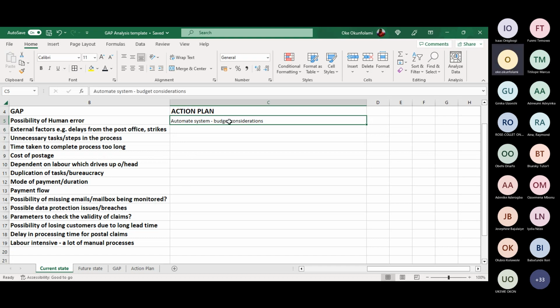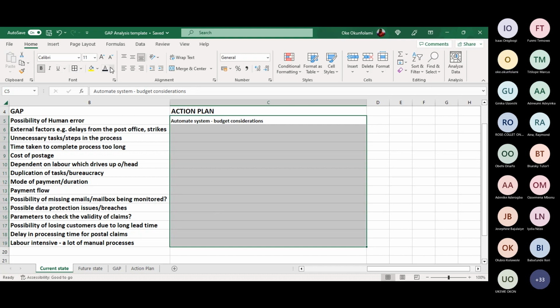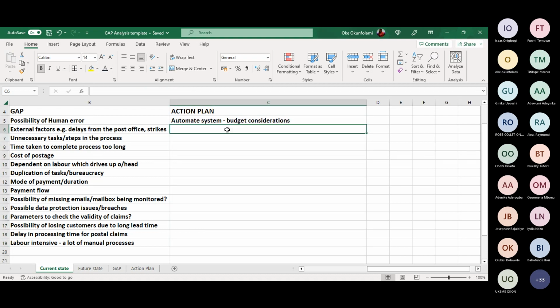Yeah, so if we automate the system, that should help us in terms of cutting down human error. Okay, right. So anyone else? Olubukola.